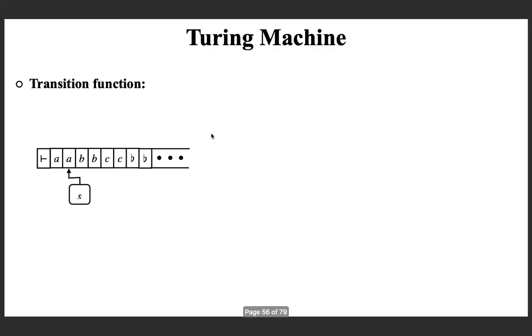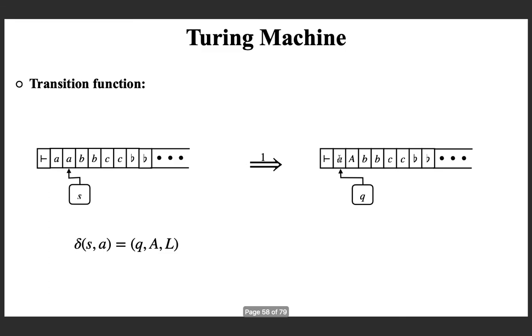Now, let us look at the transition relation. It's same as in the case of linear bounded automaton, no difference. If you are in the state S and if small a is the tape symbol, then you change your state to Q, replace small a with capital A and move to the left. So, this is what you are doing when you apply this transition on this configuration.